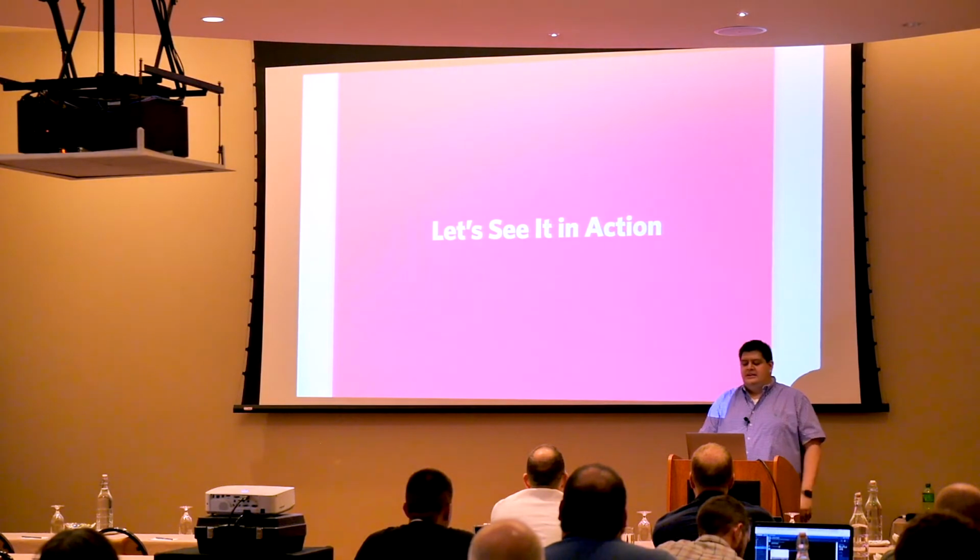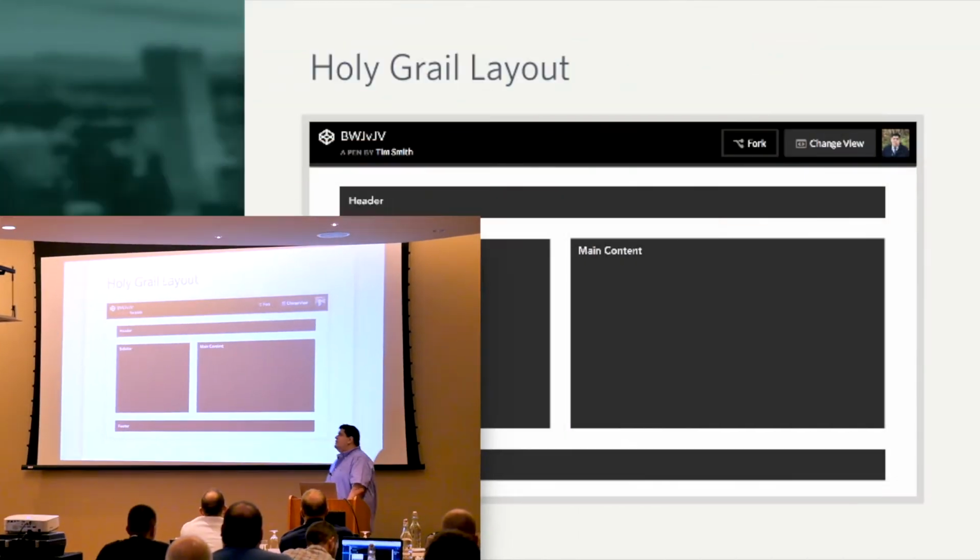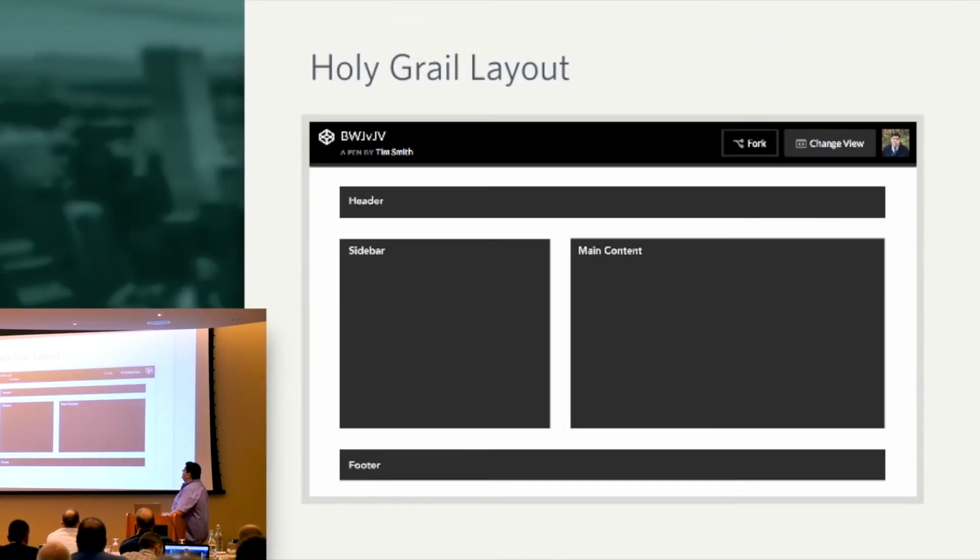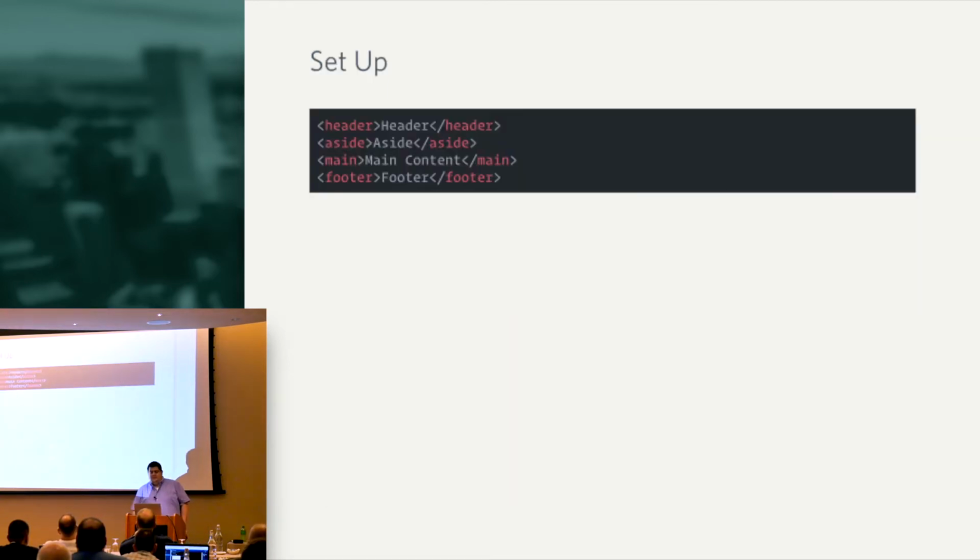All right, so let's see it in action. We'll do what is so-called the Holy Grail layout. We've got the header, sidebar, main content, and footer. And this is a pretty common layout, right? So how would we do this with CSS Grid? First of all, we have our markup. We've got a header and an aside, a main, and a footer.